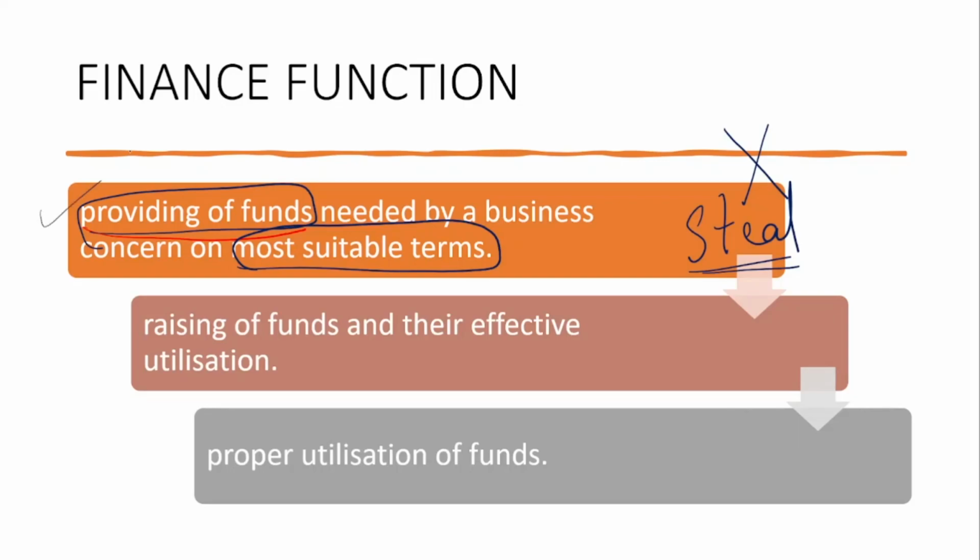See, once you have raised the funds, then effective utilization should happen. If you just raise funds of 5 lakh rupees and keep them in a bank account, it will not even give you a single rupee of profit. That has to be effectively utilized. Some portion of the money should be utilized for day-to-day operations, some portion should be kept as liquid cash, and some portion should be utilized in other investments. So the second point is effective utilization. The third one is proper utilization of funds.